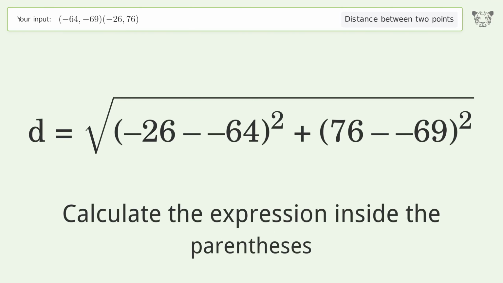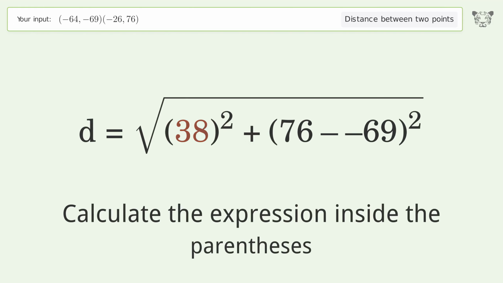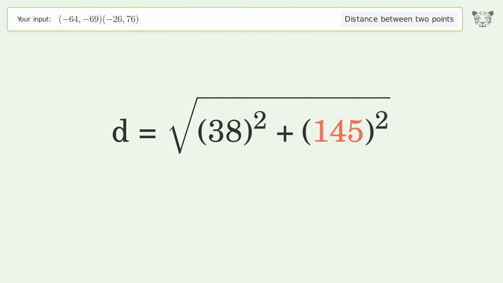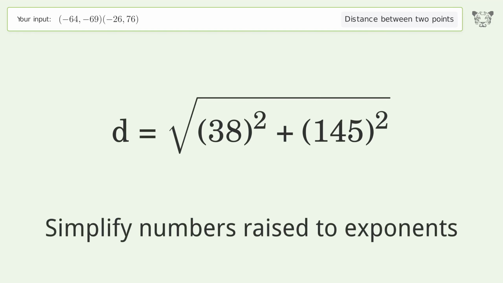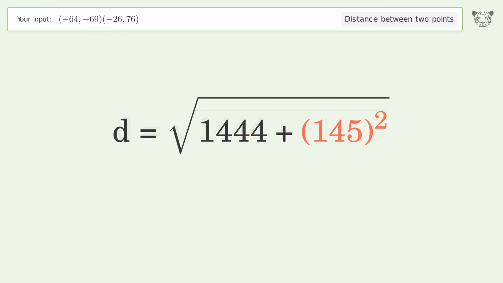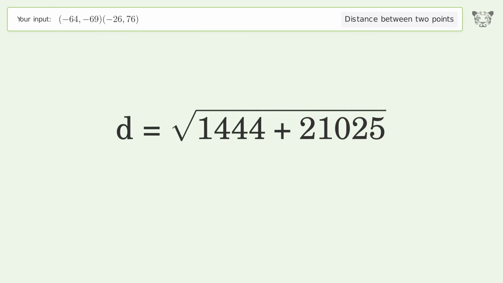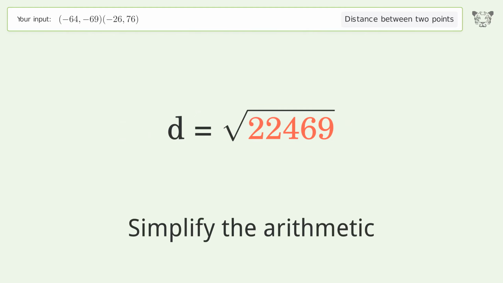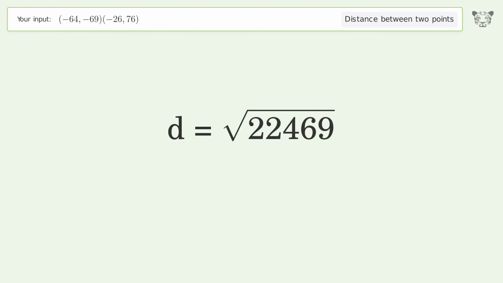Calculate the expression inside the parentheses. Simplify numbers raised to exponents. Simplify the arithmetic. And so the distance between the 2 points is the square root of 22,469 or 149.897.